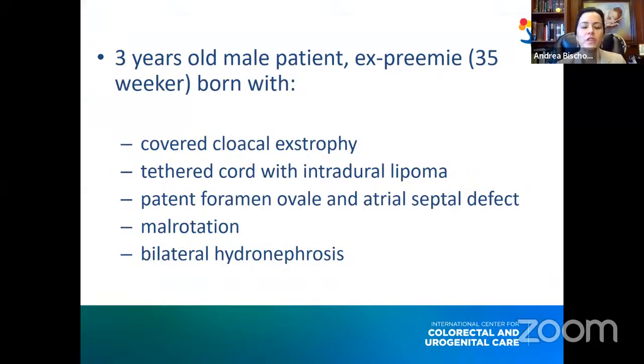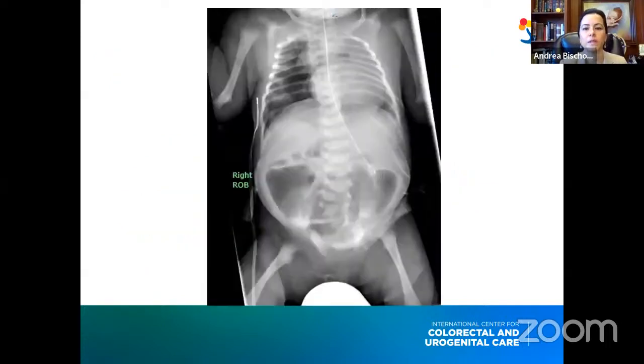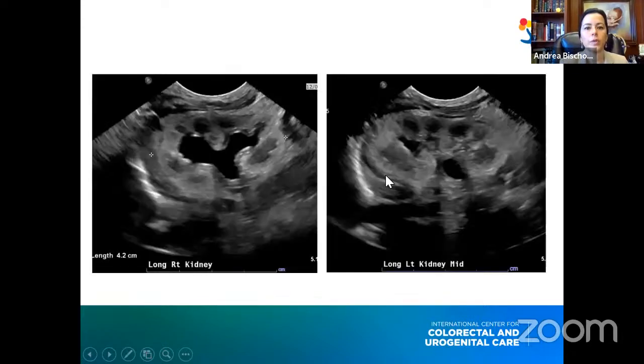So this is a 3-year-old male patient, ex-preemie. He was born at 35 weeks with the diagnosis of covert cloacal exstrophy, tethered cord with an intradural lipoma, patent foramen ovale, atrial septal defect, malrotation, and bilateral hydronephrosis. So here's the first image, and you can see a very distended bowel in this portion, and you can see that the patient has an OG tube.